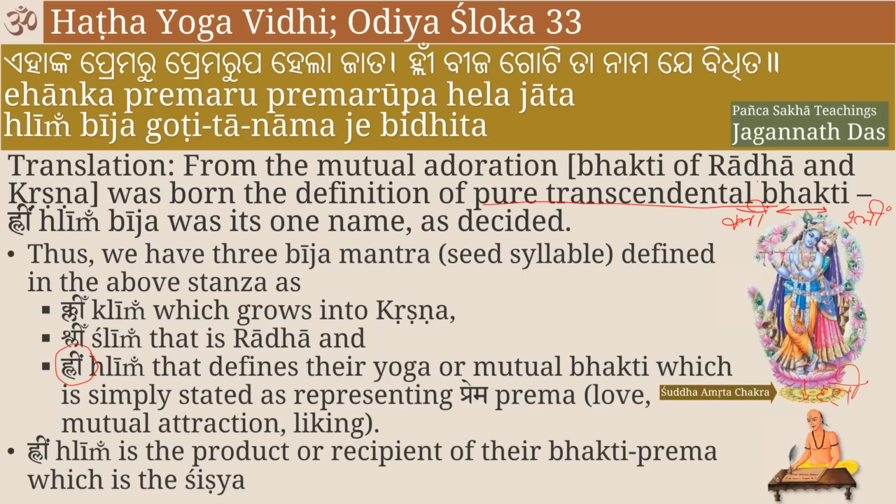It was decided that hlim alone can be the bija, because this bija is very peculiar, this bija is in Akash, in the Akash Tattva. Hlim defines their yoga or mutual bhakti, which is simply stated as representing prema or the bhakti. It is the mutual attraction, the mutual liking. So hlim is the product or the recipient of that bhakti prema, which is the sishya.